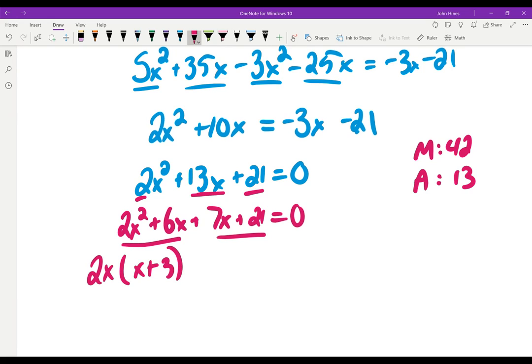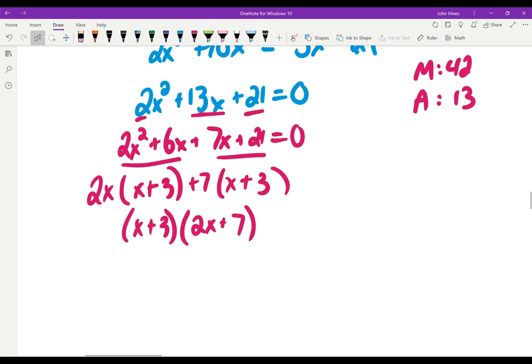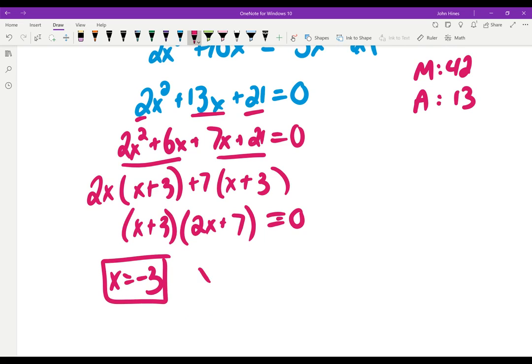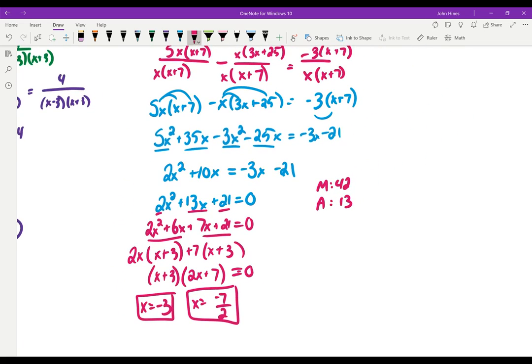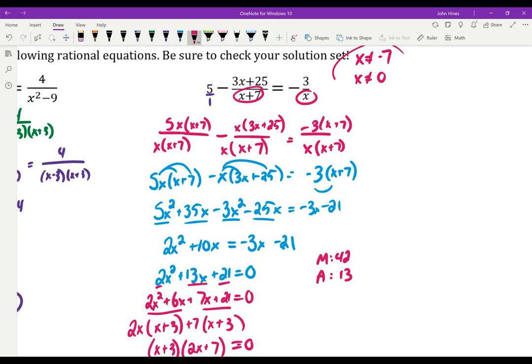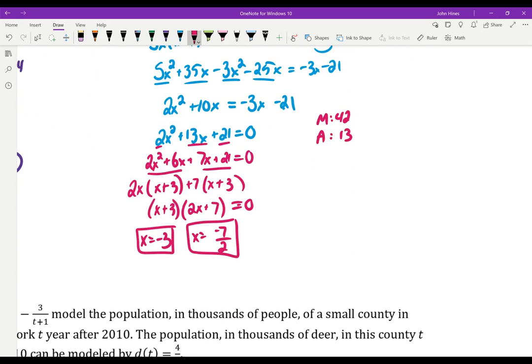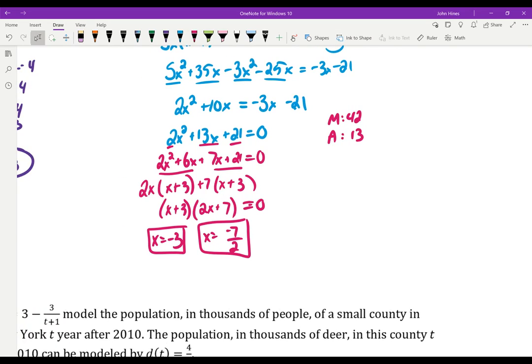And now I'm grouping. What times that? I need 7 there. So x plus 3 and 2x plus 7. So x equals -3 or x equals, well, -7 cut in half, -7 over 2. But I really shouldn't box those in. That was beautiful algebra there. I shouldn't box those in until I check up here. What makes me undefined? 0 and -7. I didn't get either of those, so those are both solutions. There's no extraneous solutions here. Both of them work.